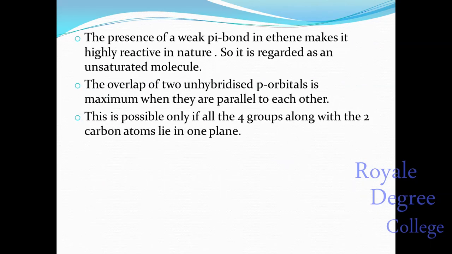The presence of a weak pi bond in ethene makes it highly reactive in nature. So it is regarded as an unsaturated molecule. The overlap of 2 unhybridized p orbitals is maximum when they are parallel to each other. This is possible only if all the 4 groups along with the 2 carbon atoms lie in one plane.